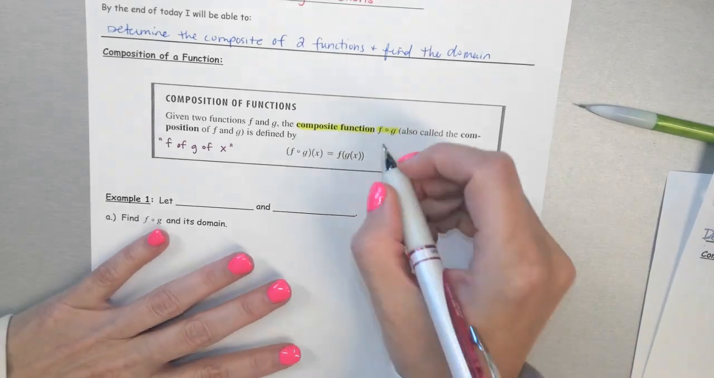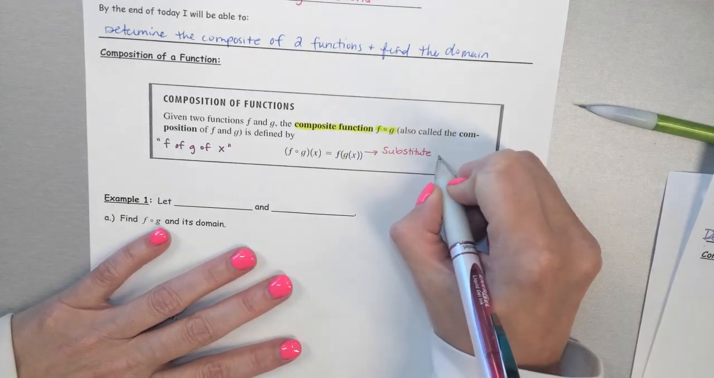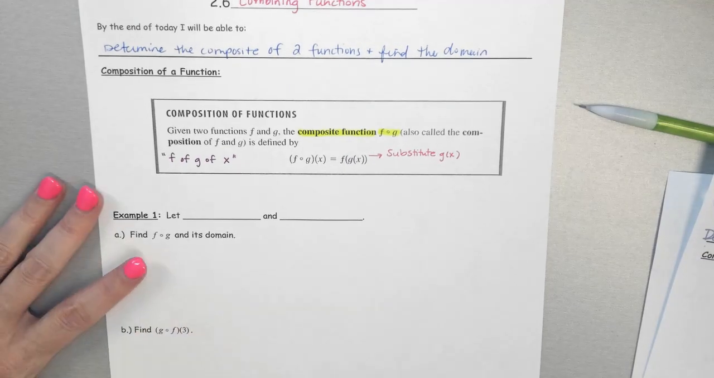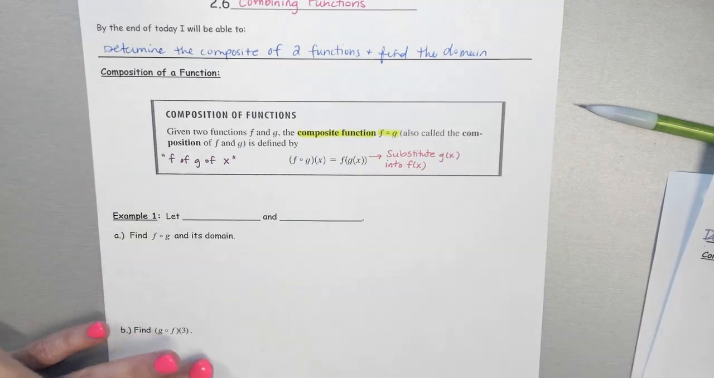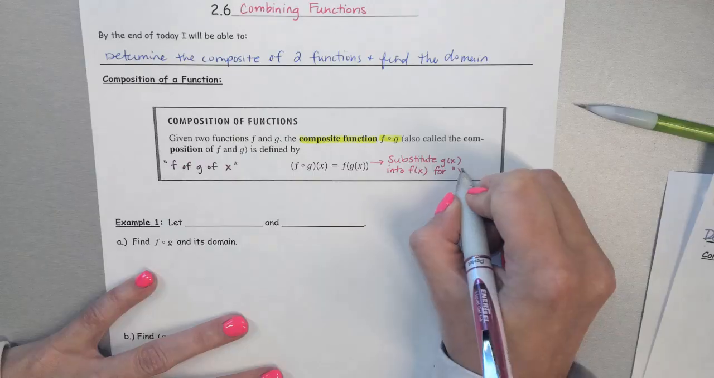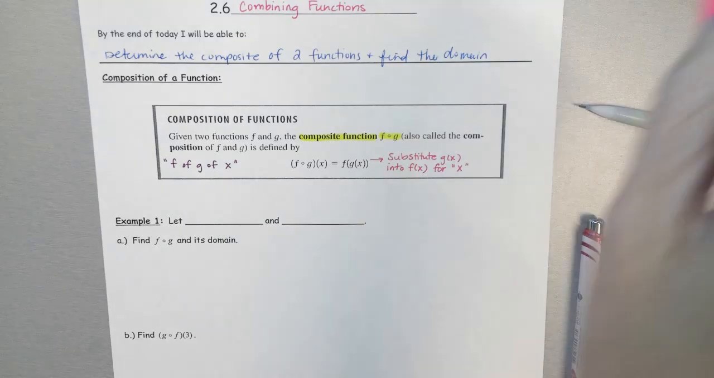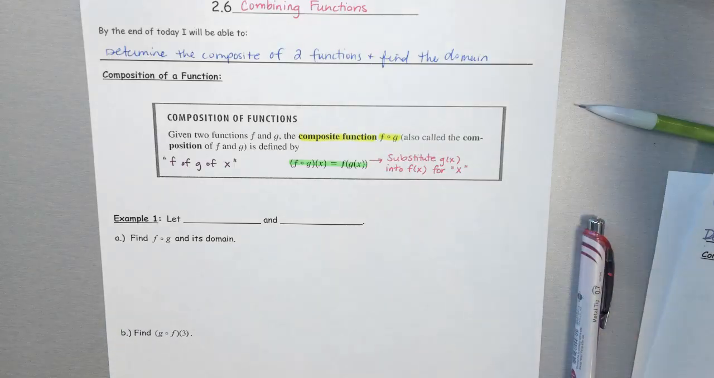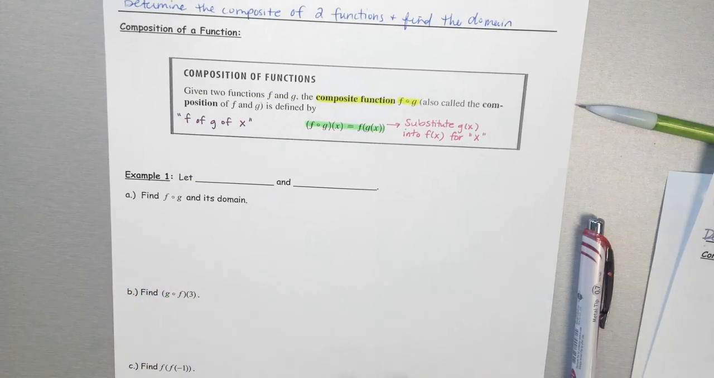What this means is we are going to substitute g of x, which is going to be an expression. So we're going to substitute a full expression into an expression. We're going to substitute g of x into f of x for the x variable. So these are the same thing. F of g is equivalent to f of g of x. We're going to do that substitution here.